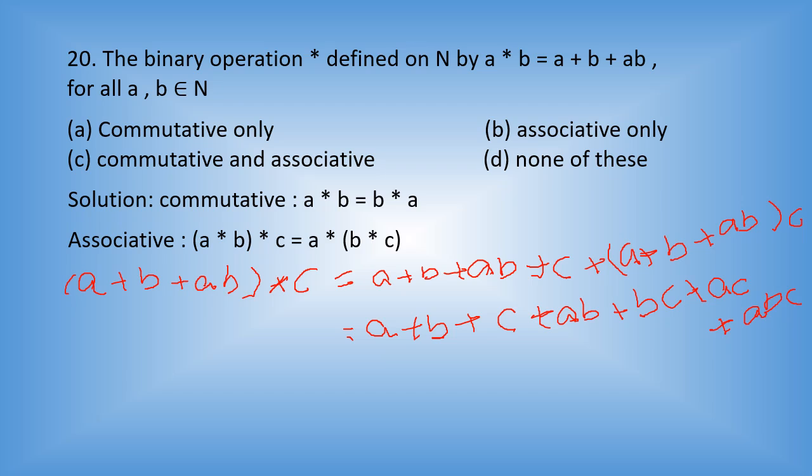This is the simplification of the left hand side. Similarly, if you simplify the right hand side, you will get the same answer. Therefore, this is associative. Hence, the given binary operation star is both commutative and associative. Answer will be option C.